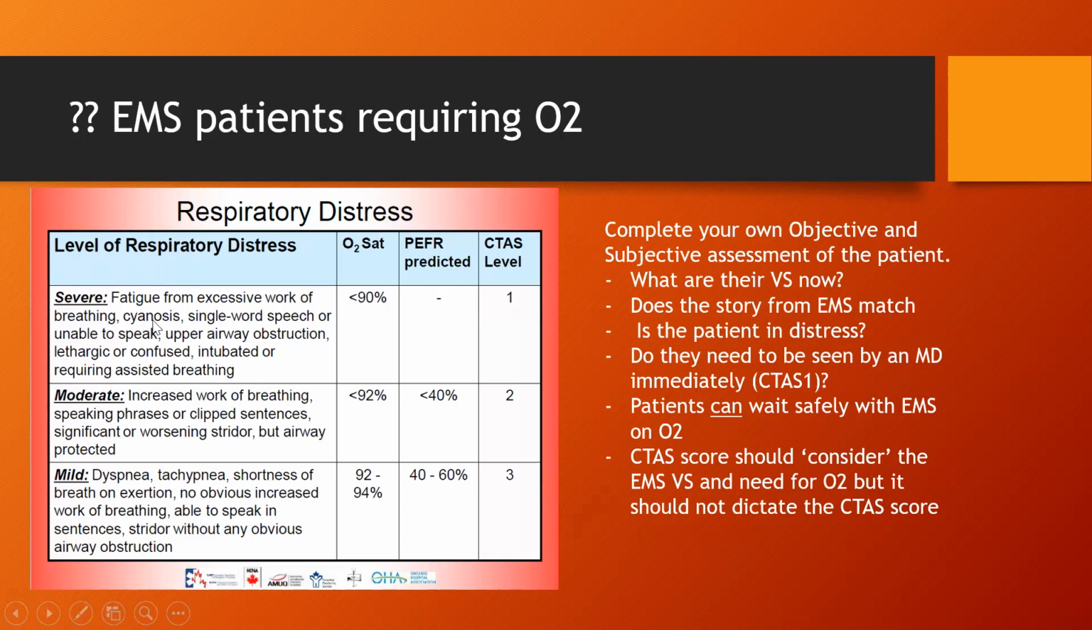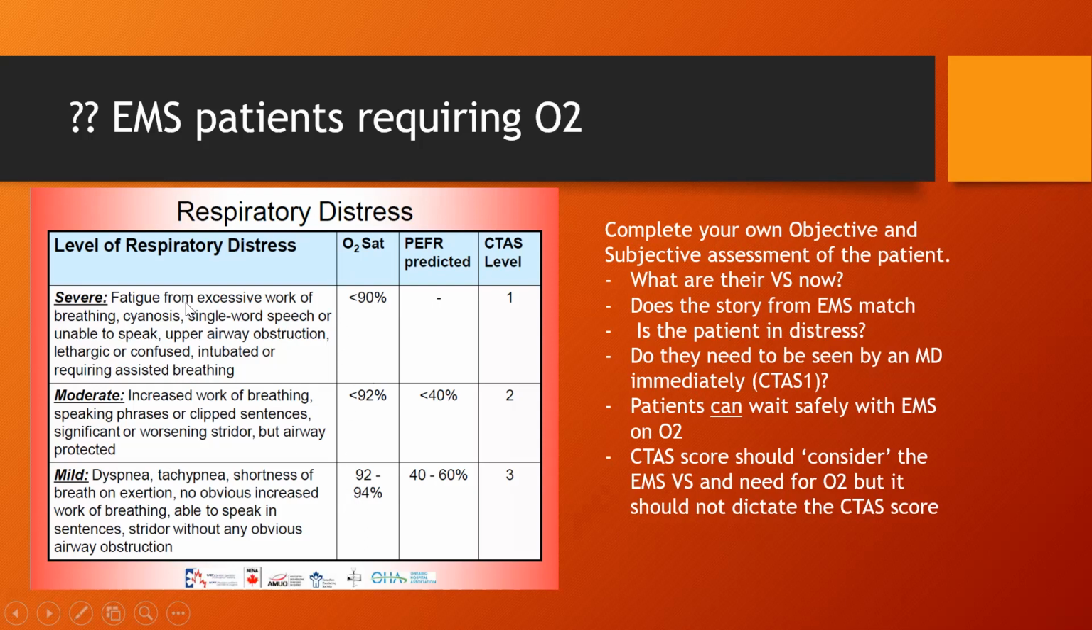And also, what did that patient look like? Were their SATs 88, but they actually were just a little short of breath on exertion, no obvious increased work of breathing, which actually comes up as their respiratory level of distress is actually mild, with a finding of a SAT less than 98. This does not override everything else.